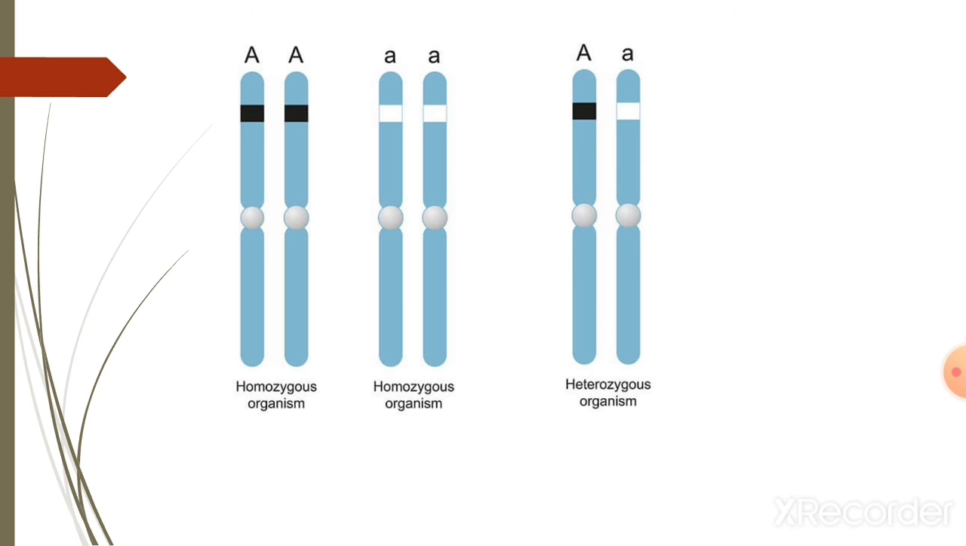Now look at this figure. It is a heterozygous condition. The pair of chromosomes has both the alleles of the A gene. The capital A allele is there, meaning the dominant allele is there, and a small a allele is there. So this condition is known as the heterozygous condition.